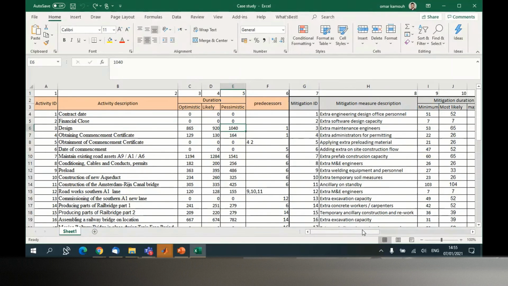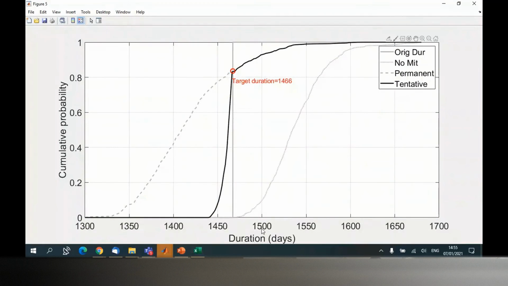Okay, so it's project updating and another run of the mitigation controller. As you saw, it's quite easy.